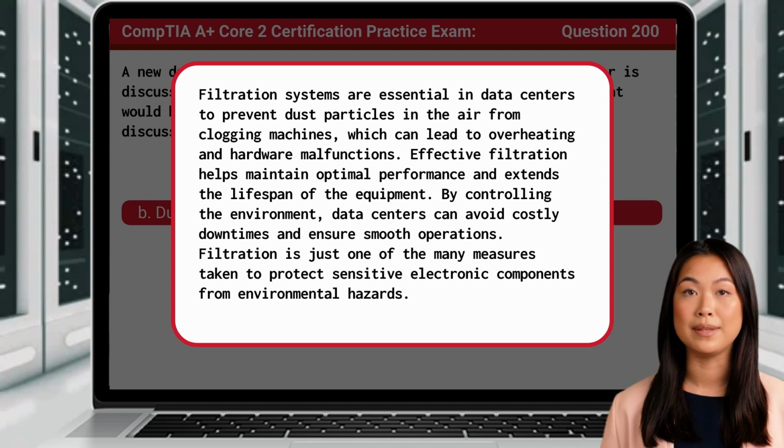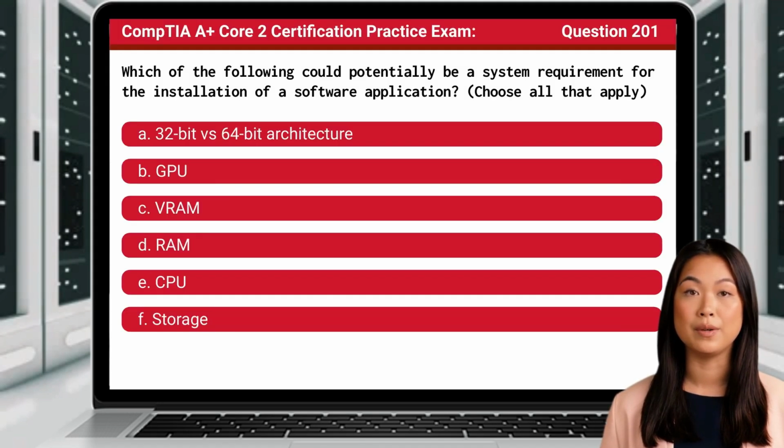Wow! You have completed 200 questions. How about one more question, as a reward for your hard work? Question 201. Which of the following could potentially be a system requirement for the installation of a software application? Choose all that apply.